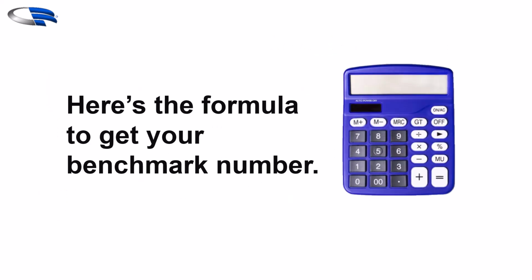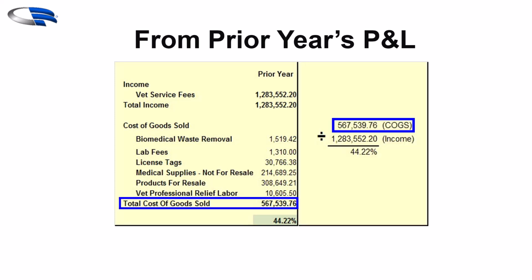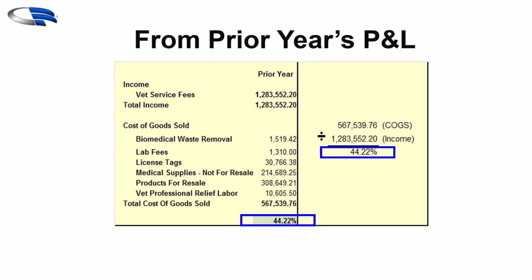Okay, so here's the formula to get the percentage your cost of goods have been running to get a benchmark. We take a profit and loss statement for the prior year to get the total income and total cost of goods sold. Then we use the formula of total cost of goods sold divided by the total income equals a percentage. That percentage is the average and becomes the benchmark for future profitability. In this example, our benchmark percentage is 44.22%.